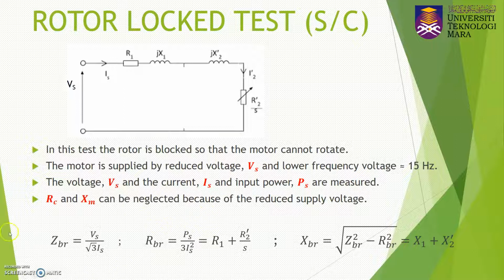Ps is the power measured during your rotor lock test by the wattmeter, and Is is the measured current. Then R_BR is equal to R1 plus R2 prime over S. Based on this formula, you can find your R equivalent. For the X equivalent, X equivalent is equal to the square root of Z equivalent squared minus R equivalent squared, so X equivalent is equal to X1 plus X2 prime. So these are all the formulas we can use to determine R1, jX1, jX2 prime, and R2 prime using the rotor lock test.